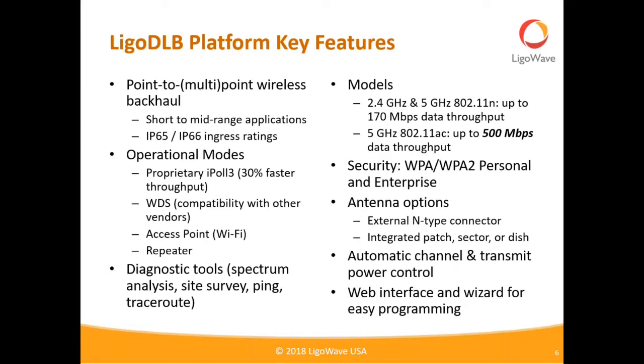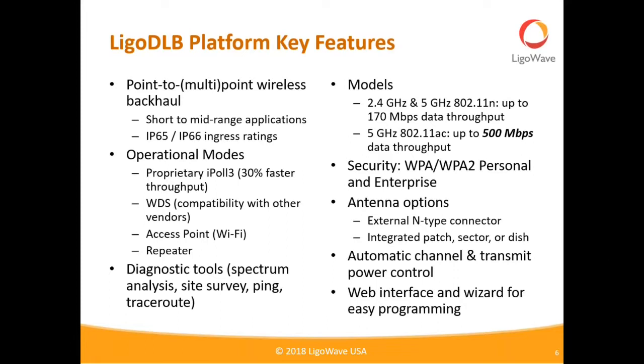Within the software, we have diagnostic tools, including spectrum analysis, site surveying, ping and trace route, to allow for diagnosing the quality of links and what's going on, both Wi-Fi wise as well as in the spectrum itself from potential sources of non-Wi-Fi interference. In terms of models in the LigoDLB platform, we actually have quite a few.